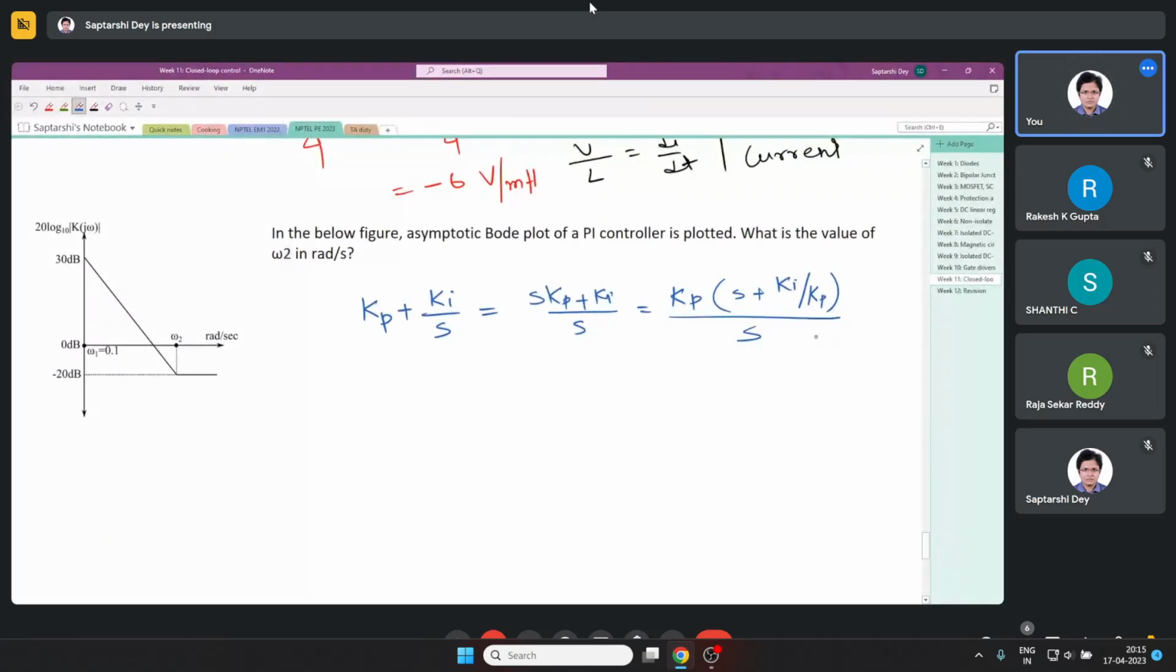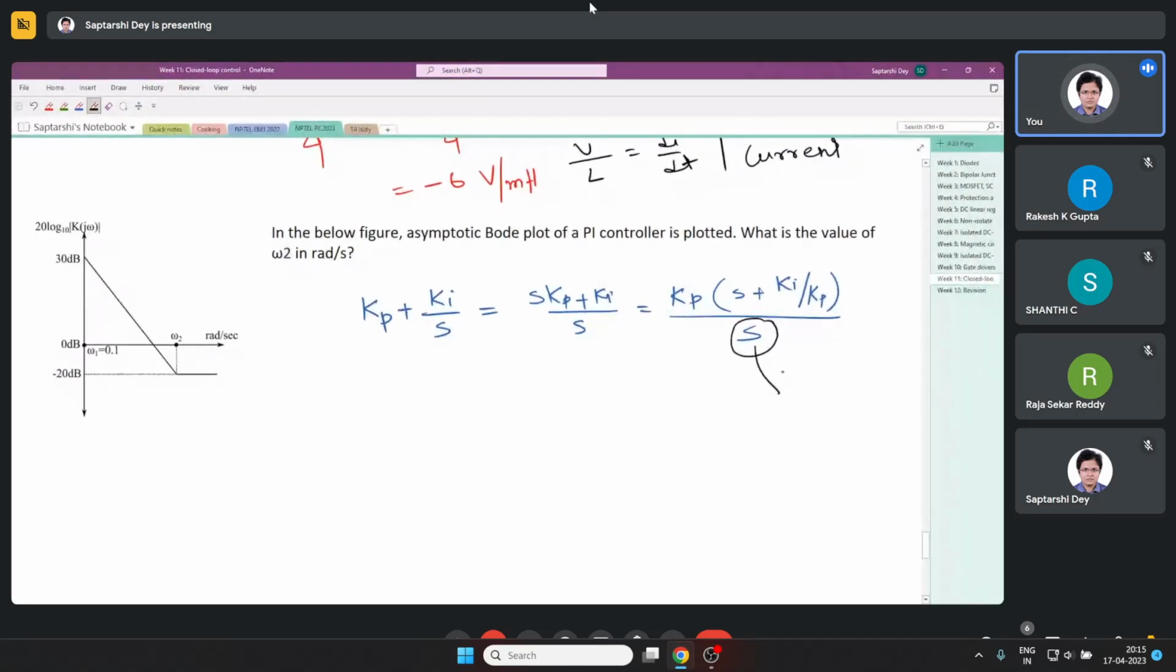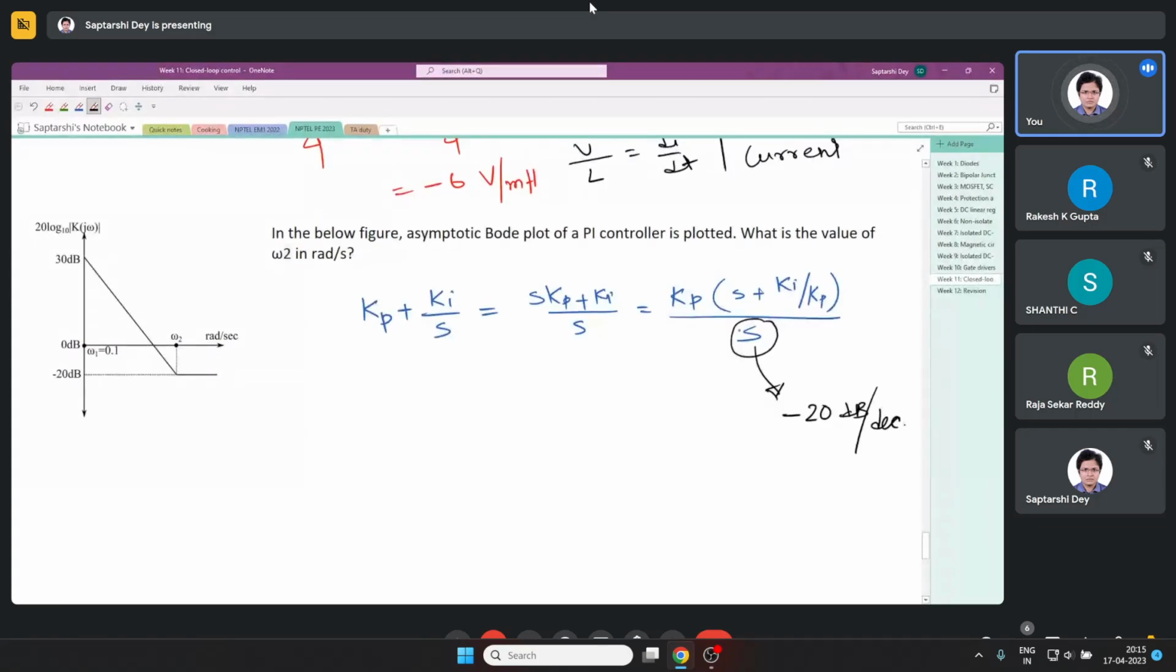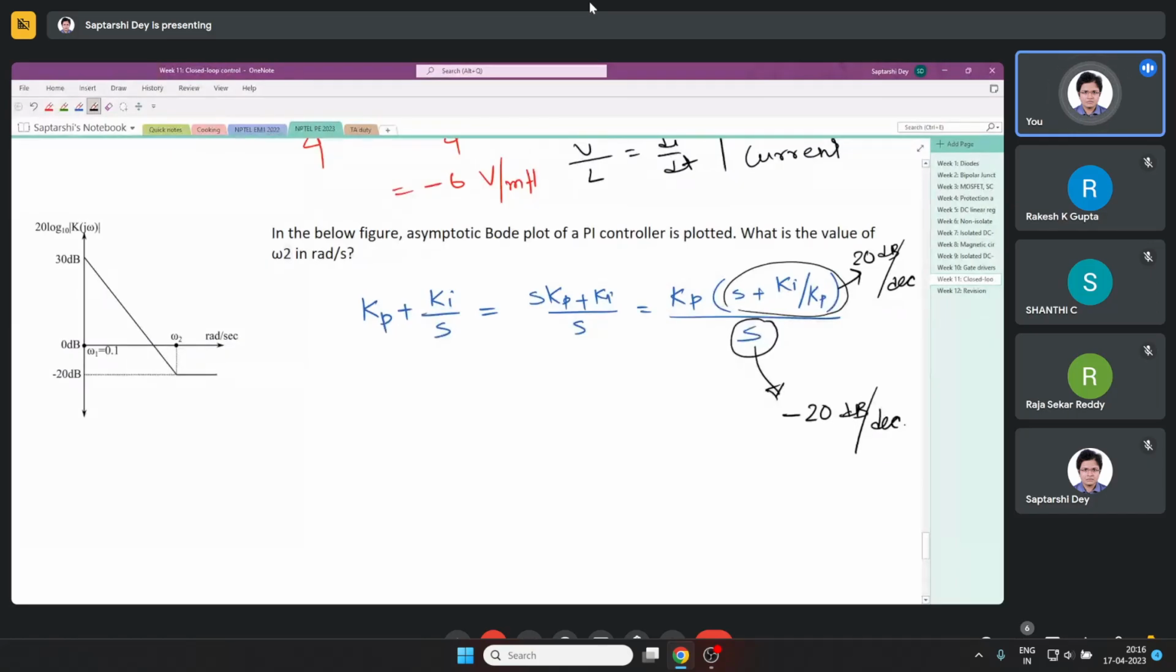So for the asymptotic Bode plot, you have to divide it into two parts. One is this 1 by S, which will cause a drop of minus 20 decibel per decade. And here it is a zero, S plus Ki by Kp, so this will provide a slope of plus 20 decibel per decade. You all know what a decade means? 10 times the frequency. So 1 radian per second to 10 radian per second is a decade.